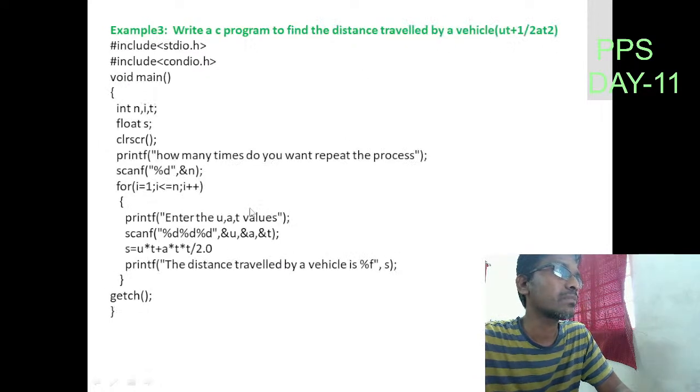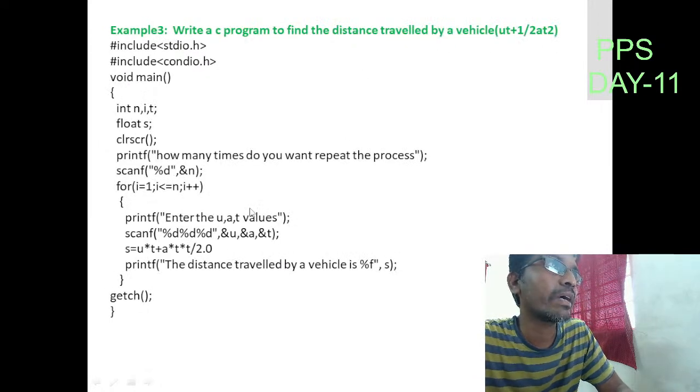And this is another example. Write a C program to find the distance traveled by a vehicle. For the distance traveled by a vehicle, the formula is ut plus half at square. That means you want to know the u value, t value and a value. If you know the u, t and a values, then you need to substitute them in this formula. Then we will find out the distance traveled by the vehicle.